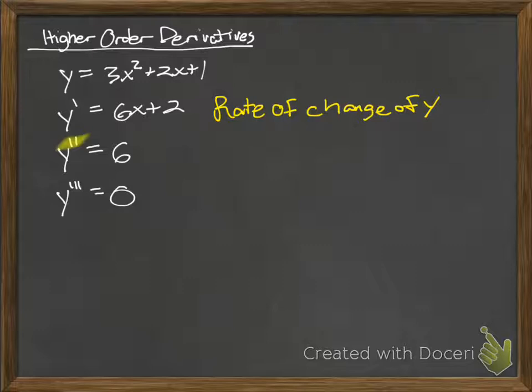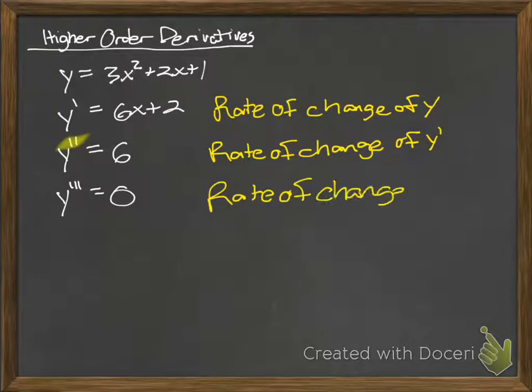Well, if you take the derivative of the derivative, what you actually get is the rate of change of that derivative function. So in this case, the rate of change of y prime. So it tells you how fast the derivative is changing, which is kind of interesting. Because if the derivative is not constant, it's changing, then you can see how fast it's changing.